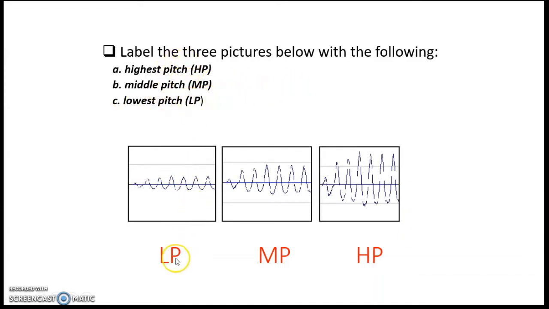The LP is the lowest pitch, letter C. The MP is the middle pitch, letter B. And the HP is the highest pitch, letter A. Very good.